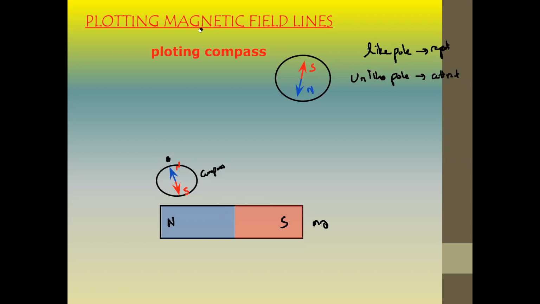Now what we do, we will move the compass until the south pole or the needle of the compass is again in line with the last point which we marked. So when it is in line with the last point which we marked as we move the compass, we will mark another point.